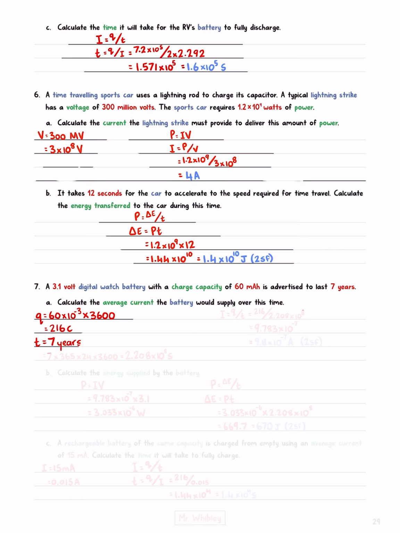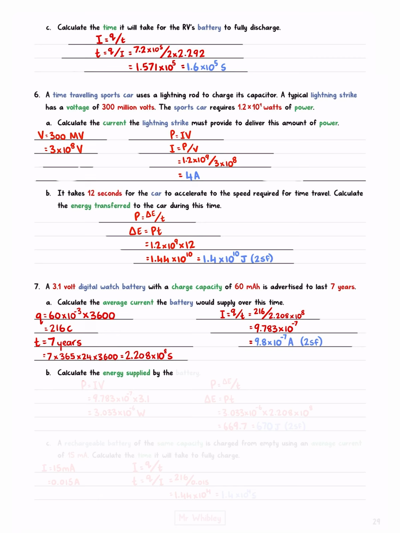And our time of 7 years is 7 times 365 days times 24 hours times 3,600 seconds, which gives us 2.208 times 10 to the 8 seconds. And now to find our current, we can use the fact that current is charge over time. We know our charge and we know our time, which gives us 9.783 times 10 to the minus 7, or 9.8 times 10 to the minus 7 amps to two significant figures.